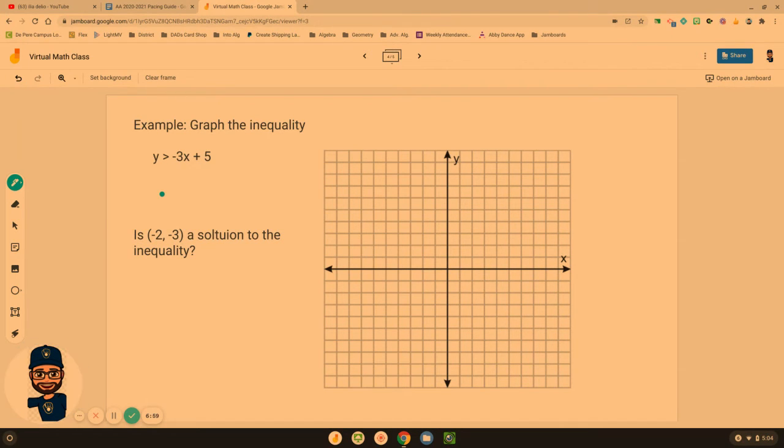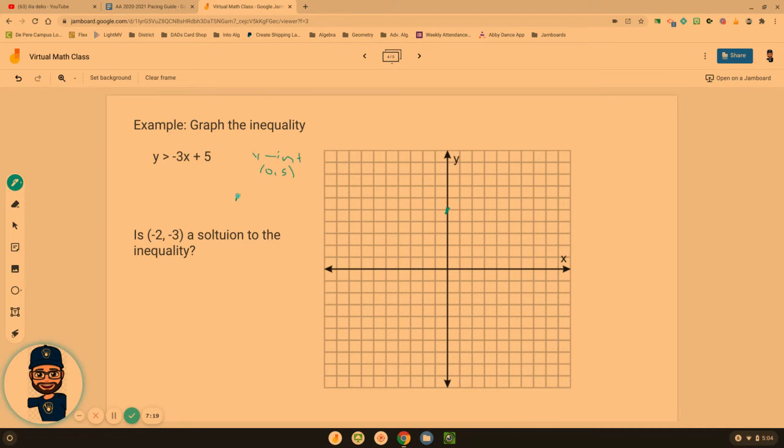Step 1, what's the y-intercept? Hopefully you said the y-intercept is 5. So 1, 2, 3, 4, 5, right here. Let's just write that out. The y-intercept is the point (0, 5), or 5 up.